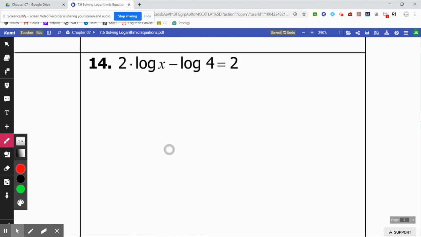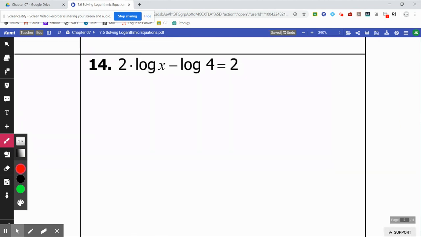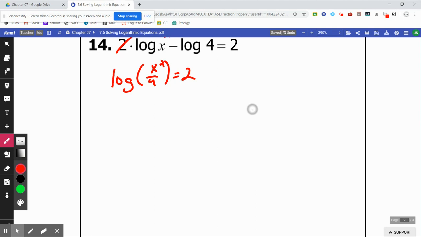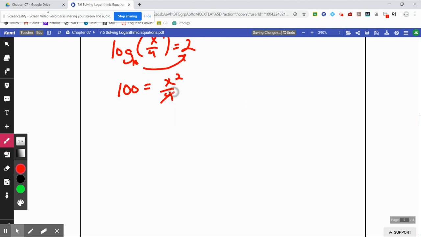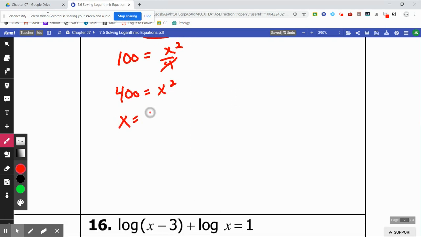Next problem. Again, let's condense the left side. The squared, we can move up to an exponent. And you have a log minus a log, so that'd be the log of x squared over 4 is equal to 2. Next step, you're going to rewrite it. This will be 10 to the second power, which is 100, is equal to x squared over 4. To get rid of the 4, we multiply. That is 400 is equal to x squared. So therefore, x, to get rid of the square, we're going to square root. That's going to be plus or minus the square root of 400, which is 20.